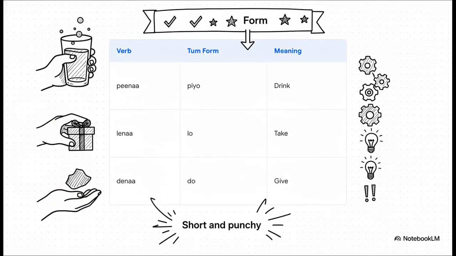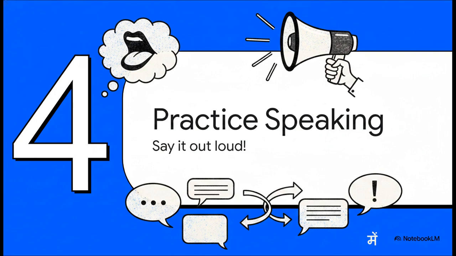And these exceptions, they scale down to the tum level as well, though luckily there are fewer of them to worry about. Notice how pina smoothly shifts to piyo when you're talking to a friend. Lena becomes lo, and dena becomes do. You see how short and punchy they get at this friendly level? All right, Section 4. Let's practice speaking.